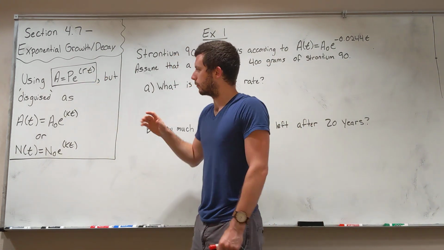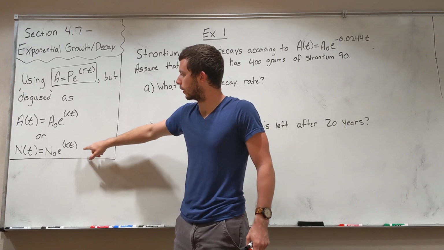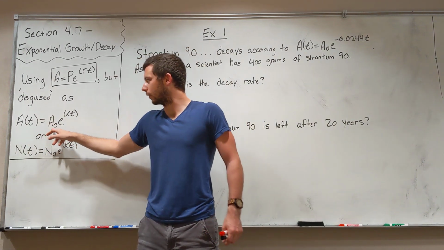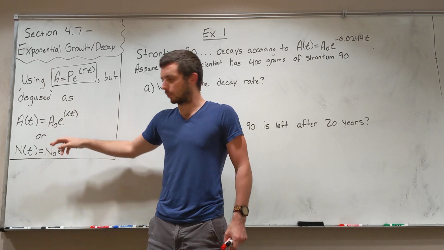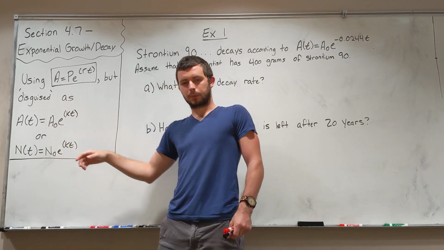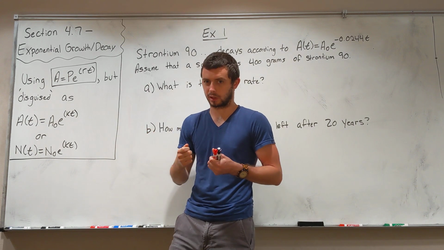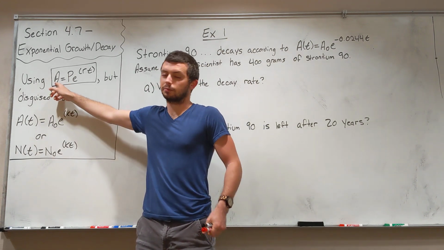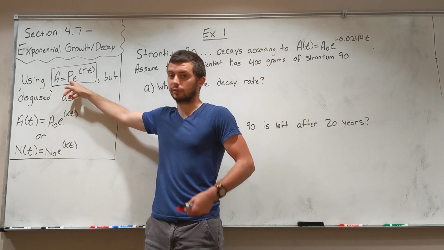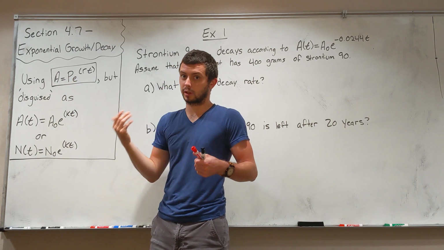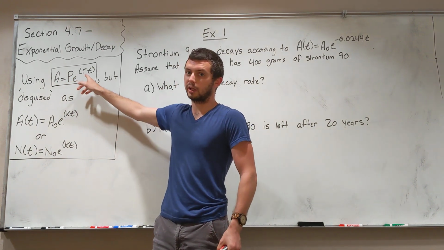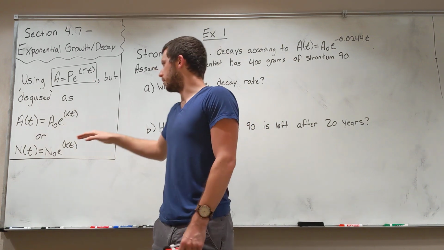Now it gives it a few different stylistic notations. Sometimes it'll use A's in this A subscript 0 or N subscript 0, but it's all still just the PERT formula, just they're using different notation where A is the final amount, P is the initial amount, E is still just E, the number, R is the rate, and T is time. So keep that in mind.